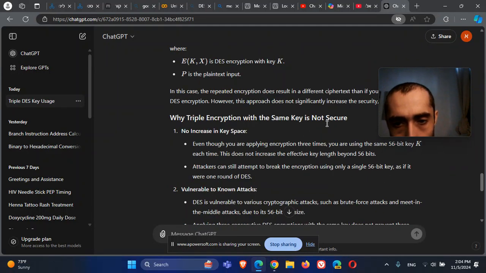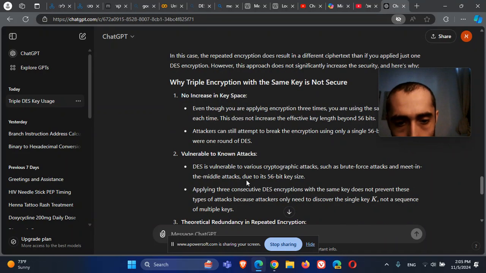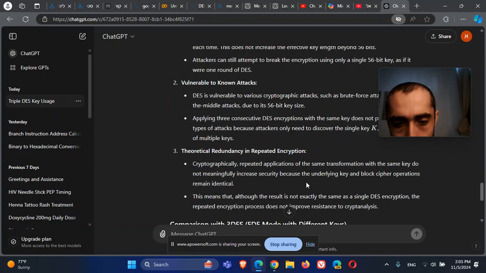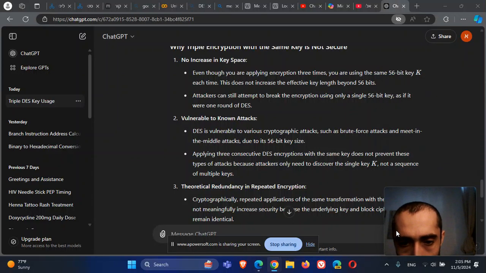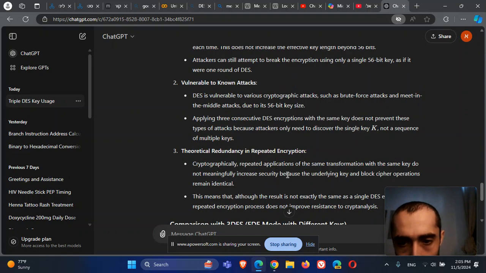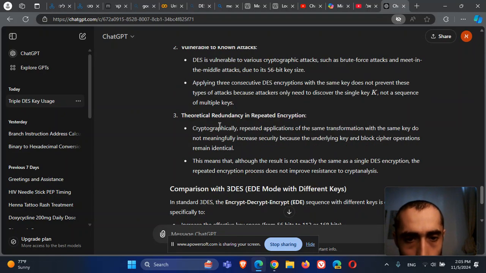There is no increase in key space. Even though you are applying encryption 3 times, you are using the same 56-bit key. This does not increase the effective key length. An attacker can still attempt to break the encryption using only a single key. This is vulnerable to various cryptographic attacks, such as brute force attacks and meet-in-the-middle attacks. Applying 3 consecutive DES encryptions with the same key does not prevent these types of attacks because attackers only need to discover the single key, not a sequence of multiple keys.